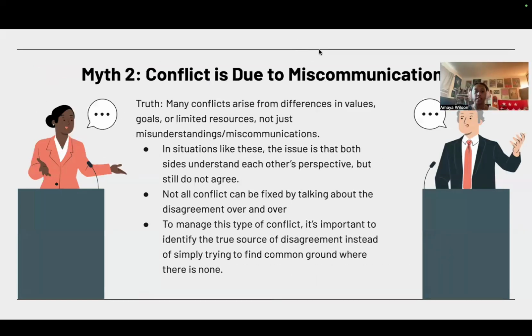So, the second myth is that conflict is due to miscommunication. The truth about this is that many conflicts arise from differences in values or goals or limited resources and not just misunderstandings or miscommunications. In situations like these, both sides understand each other's perspective, but still do not agree. So not all conflict can be fixed by talking about the disagreement over and over. To manage this type of conflict, it's important to identify the true source of disagreement instead of simply trying to find common ground where there is none.